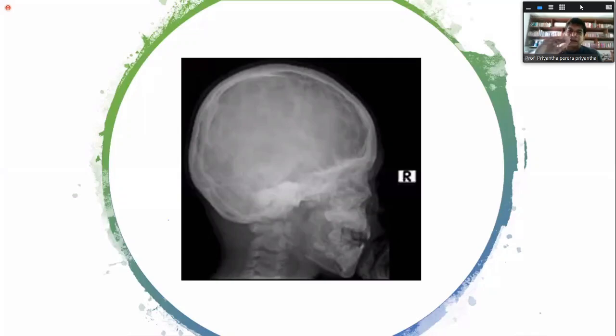So these are translucent areas. These less dense areas are the areas where there are gyri. In between there are the sulci. Sulci will be of normal density. Right? So it indicates raised intracranial pressure.